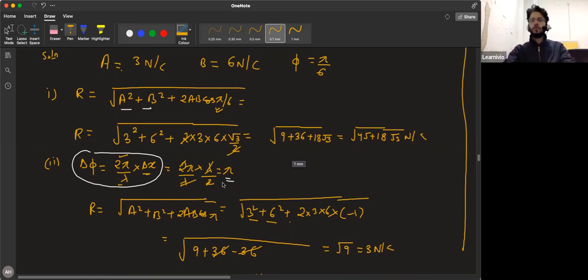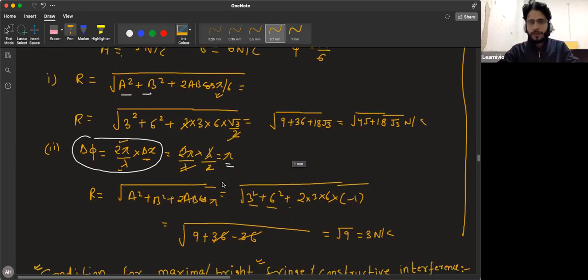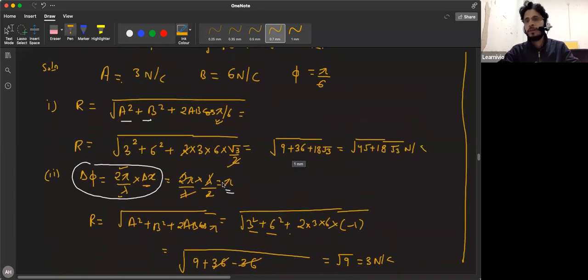So this is how we'll use this relation. If you have individual amplitudes, then you can calculate the resultant amplitude. Similarly, if intensities are given, then you can also calculate the resultant intensity. Okay, just note it down. Then we'll do one more question. We'll make one more question out of it.